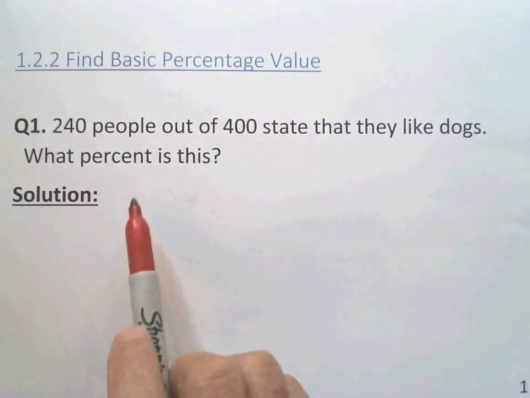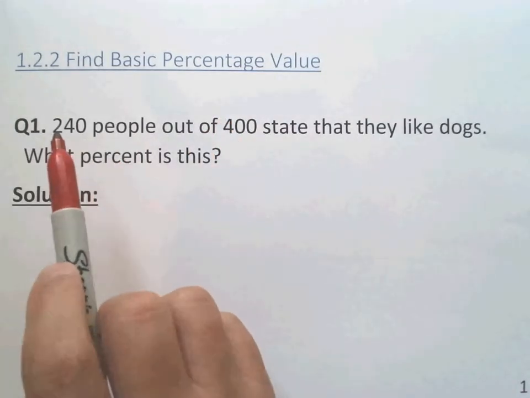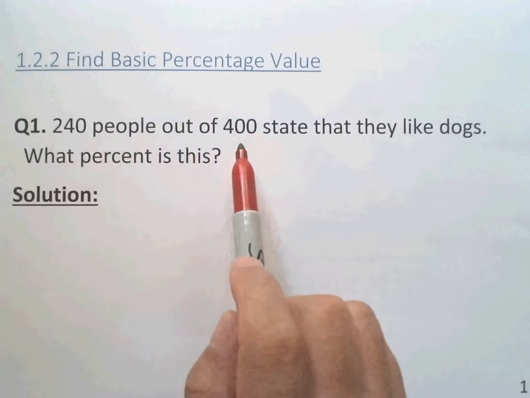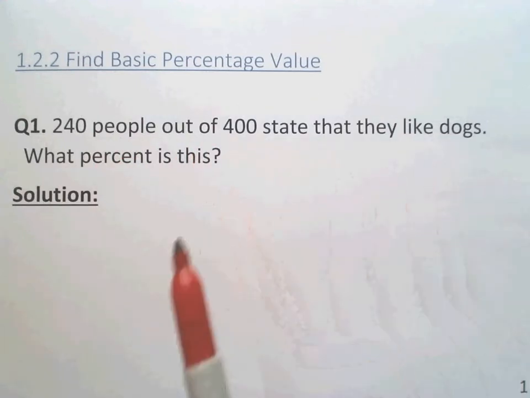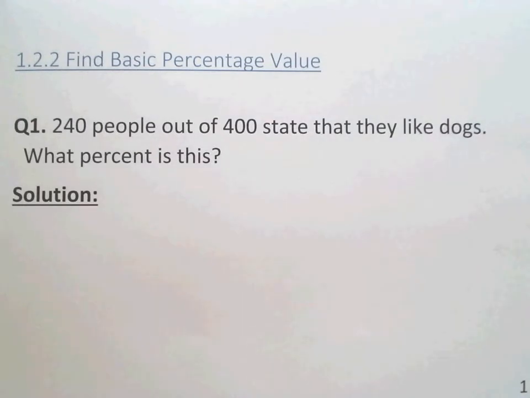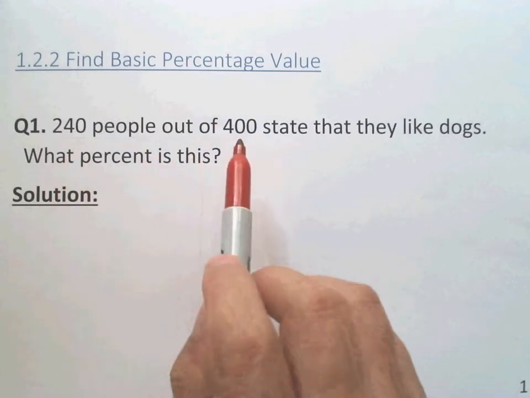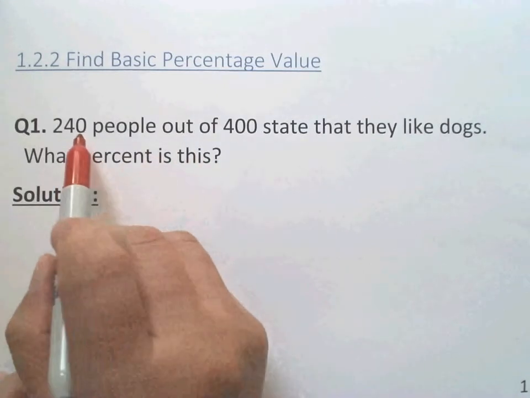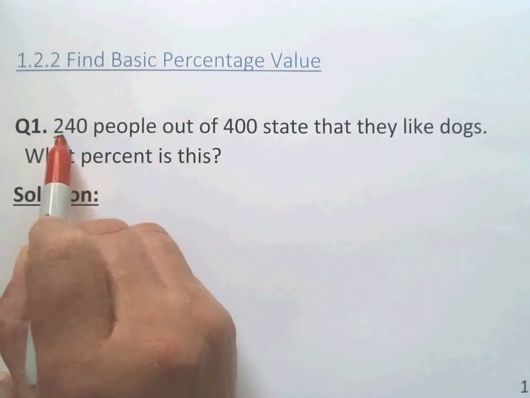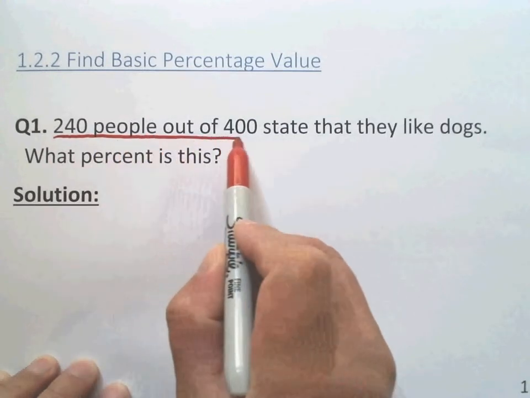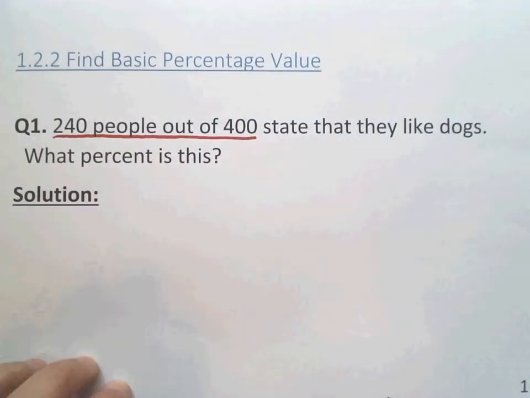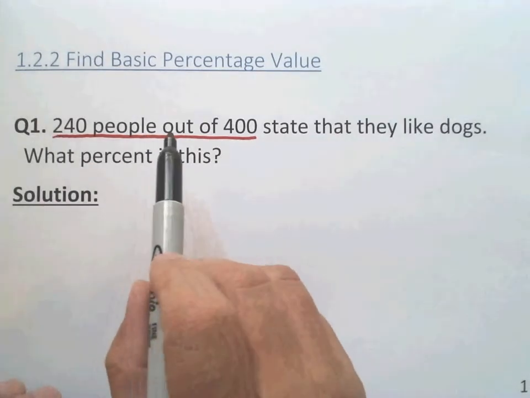If we have 240 people out of 400 who state they like dogs, what percent is this? What does percent mean? The basic information: we have a total number, then we have 240 out of the total number. Can you see all the information is here? So we have 240 out of 400. From here we can set up the percentage. 240 out of means over, right?